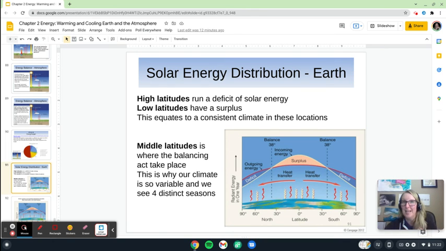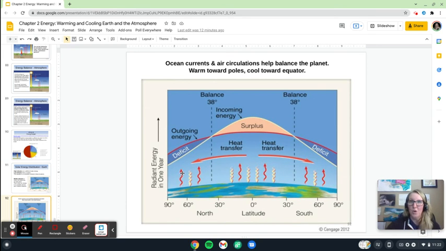So part of the reason we get the crazy weather we do is because the atmosphere is trying to balance out this energy imbalance to make it all even. It isn't only the atmosphere that does this. Actually, ocean currents also do it as well, but we are mostly going to focus on the atmosphere and how that does that.